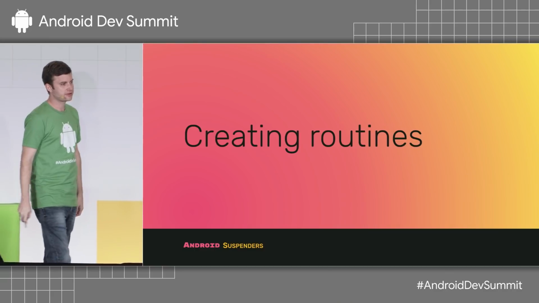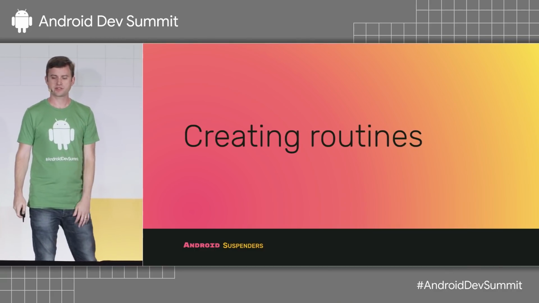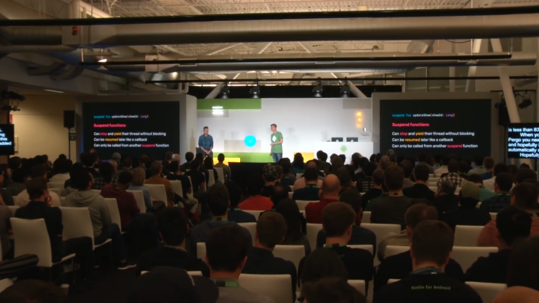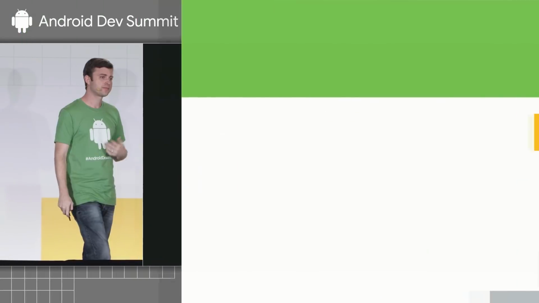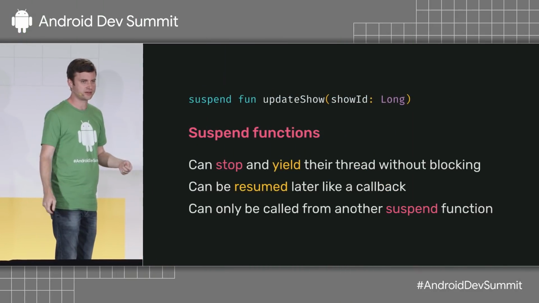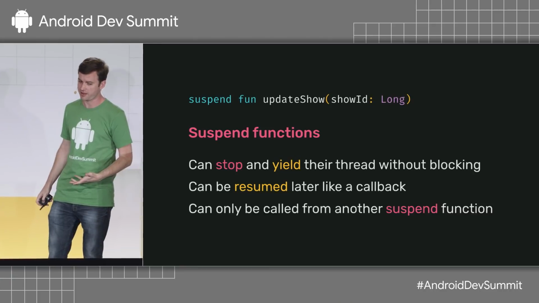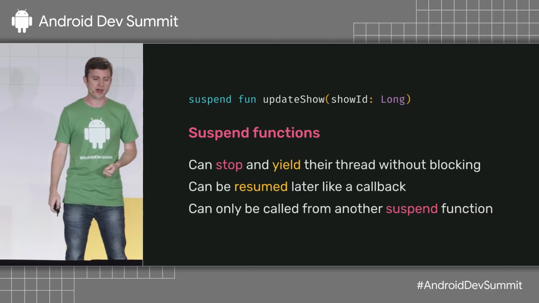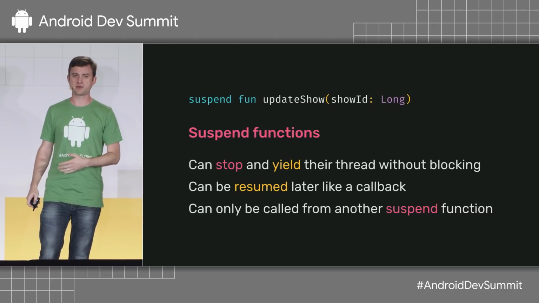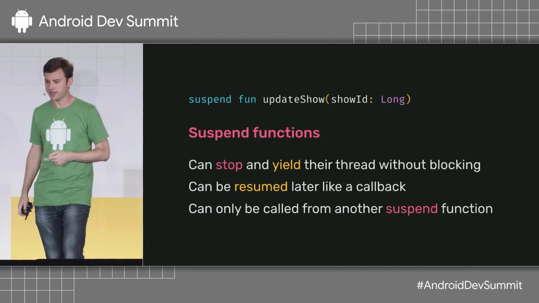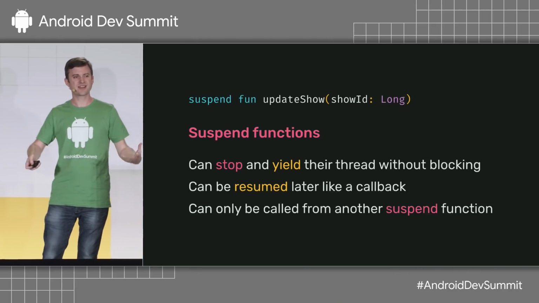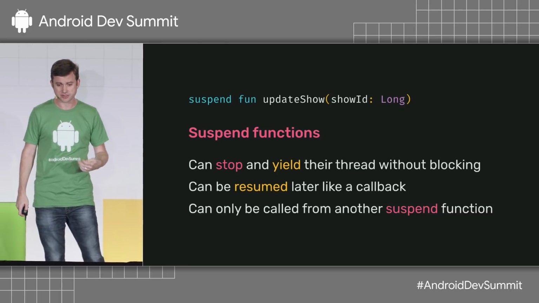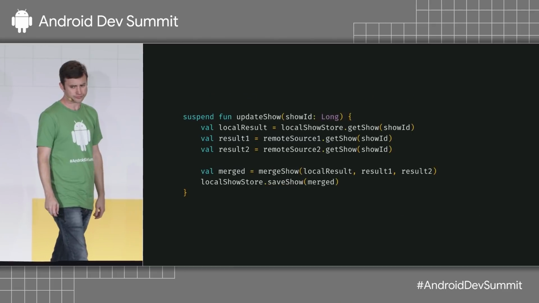So hopefully by now you're thinking about how you might use coroutines in your app. So let's go ahead and talk a little bit about actually writing them. Anything that you can do with a one-shot callback or future, you can do with a suspend function. Everything with coroutines is based around this idea of a suspending function as a basis for creating APIs. Suspend functions can stop and yield their thread without blocking, and they can be resumed later like a callback. And they can only be called from another suspend function. But the core thing is that all of this fits on one slide. There's less to remember. The rest of the language still works the same in the presence of suspend functions, and we'll spend the rest of the talk talking about that.